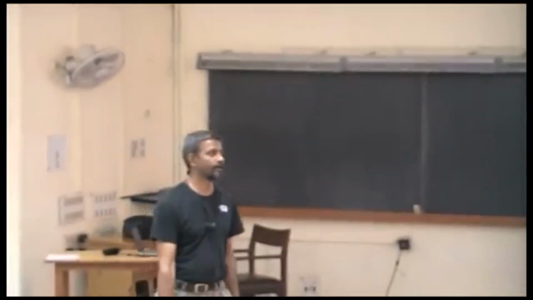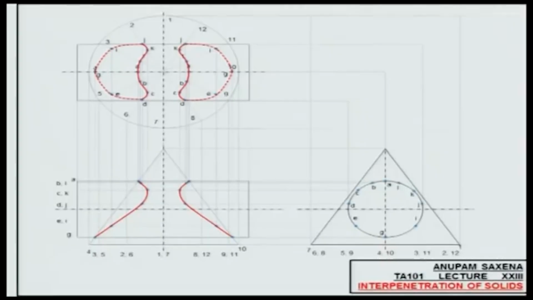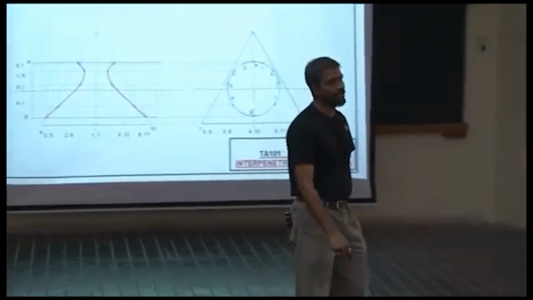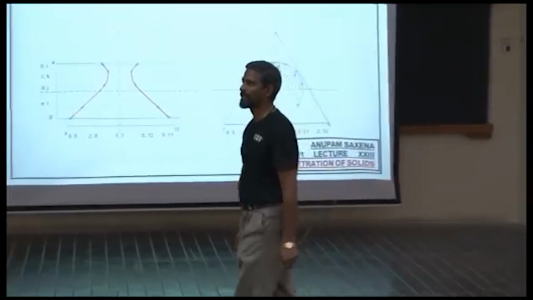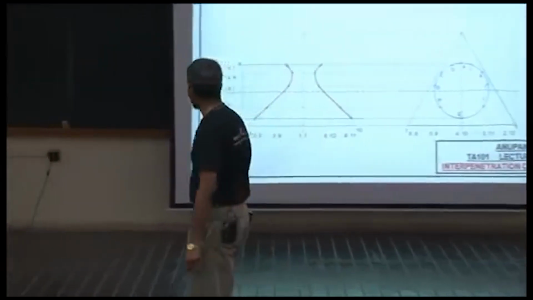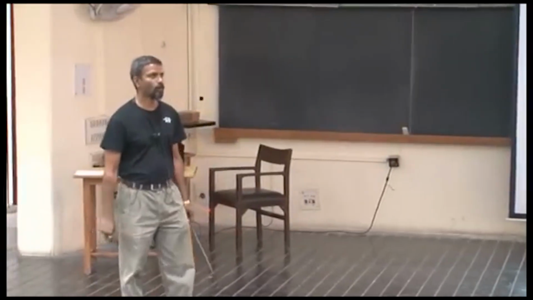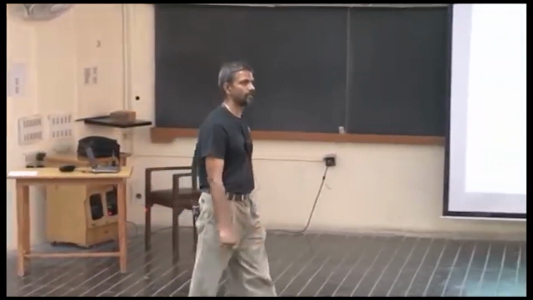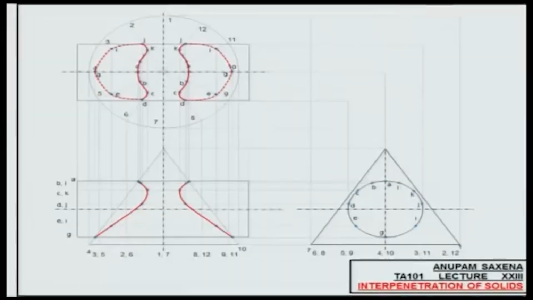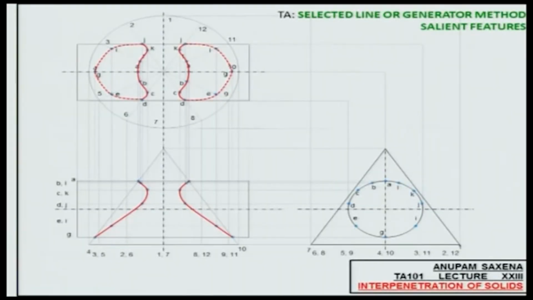So last Tuesday, I had introduced to you two methods to find the intersection between two solids. The first one was the select line method or the generator method, and the second one was the cutting plane method. So here is a little revision. Okay, so the first one is the generator method.